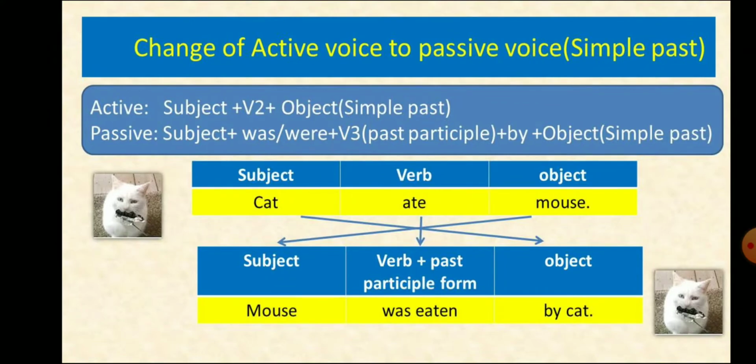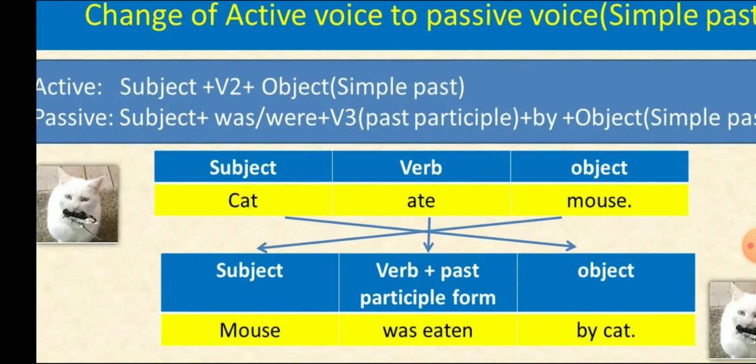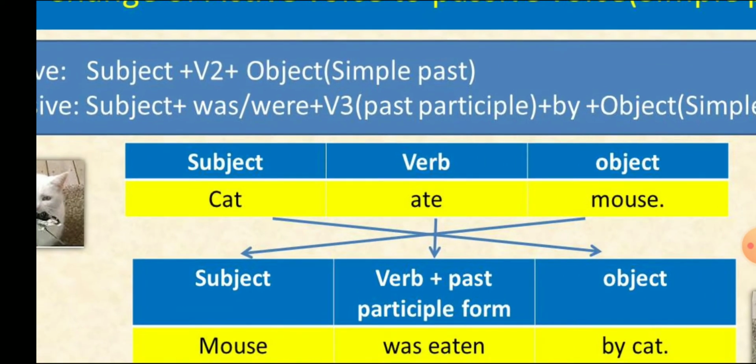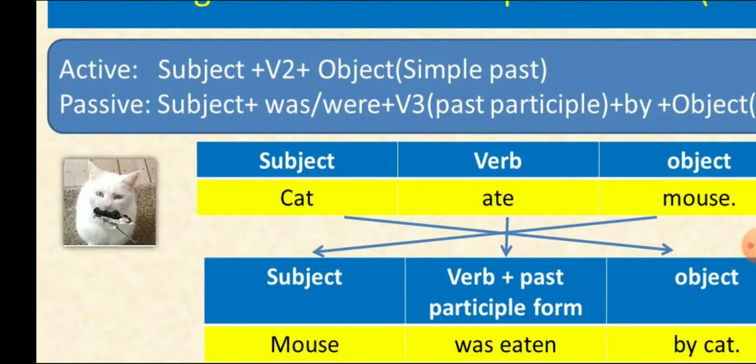Let us see how to change from active to passive for simple past tense. Here is the structure for active and passive for simple past. It is subject plus V2 plus object. So we have to identify the tense first for the given sentence. Cat ate mouse. So now identify the tense. The tense is in past tense. That is simple past. Now we have to see the structure. Subject plus V2 plus object.